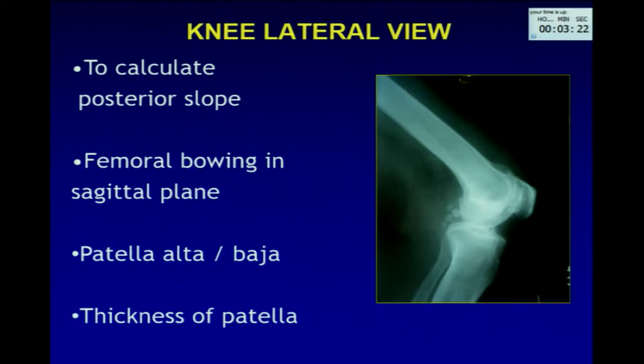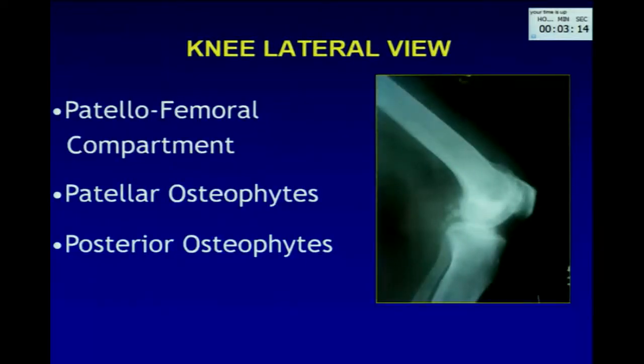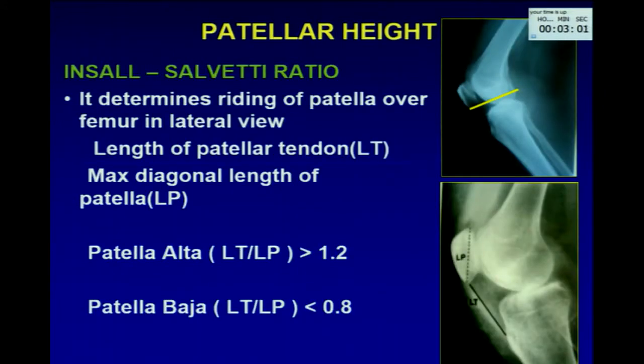You want to see the level of the patella, whether it's a patella alta or a patella baja, and you want to see the thickness of the patella when you are planning for resurfacing. So in the knee lateral view, you can plan for the patellofemoral component, you can see your patellar osteophytes, and definitely you can see the posterior osteophytes. You can plan which osteophytes you want to remove from the posterior capsule during your surgery.